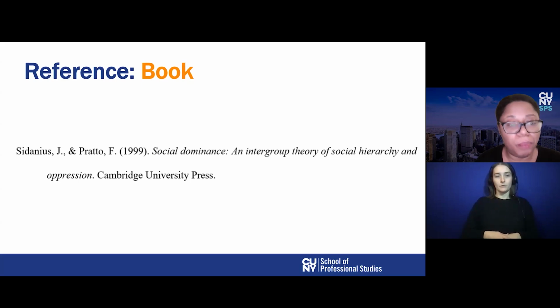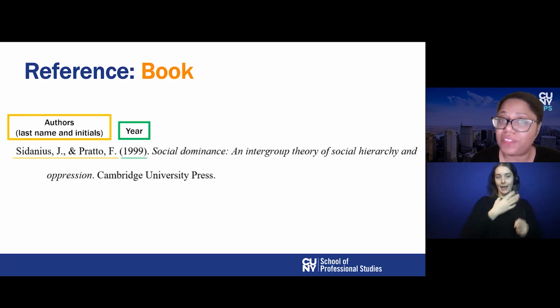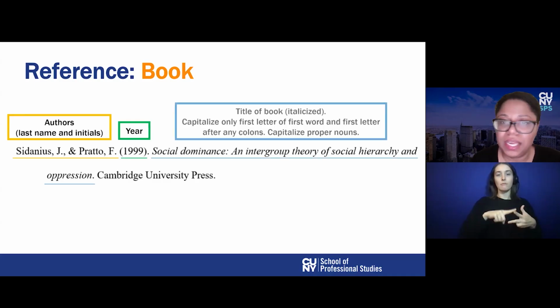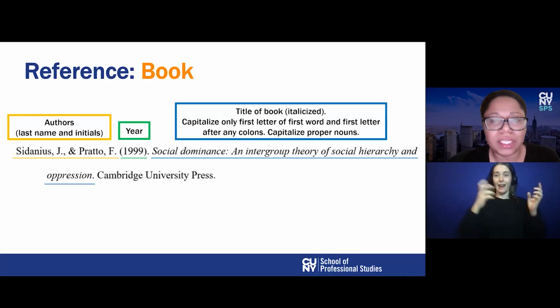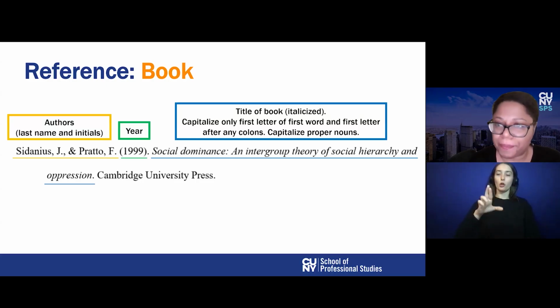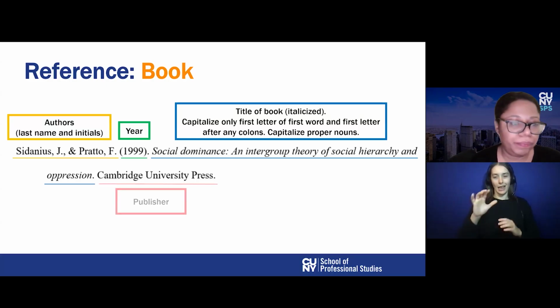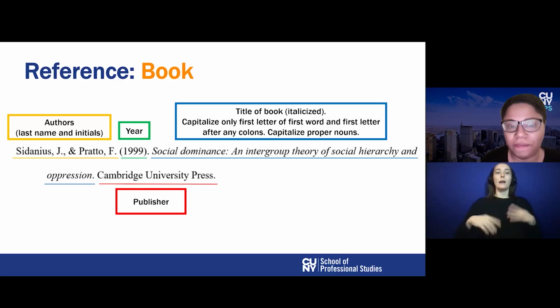So you can notice that a book has a very similar format or structure. You start with the author, last name and initials. You then have the year in parentheses. In this case, the book title is italicized because it's basically filling the same space as the journal title. You capitalize proper nouns, so you use the same rules of capitalization as before. And then at the end, you include the publisher of the book.